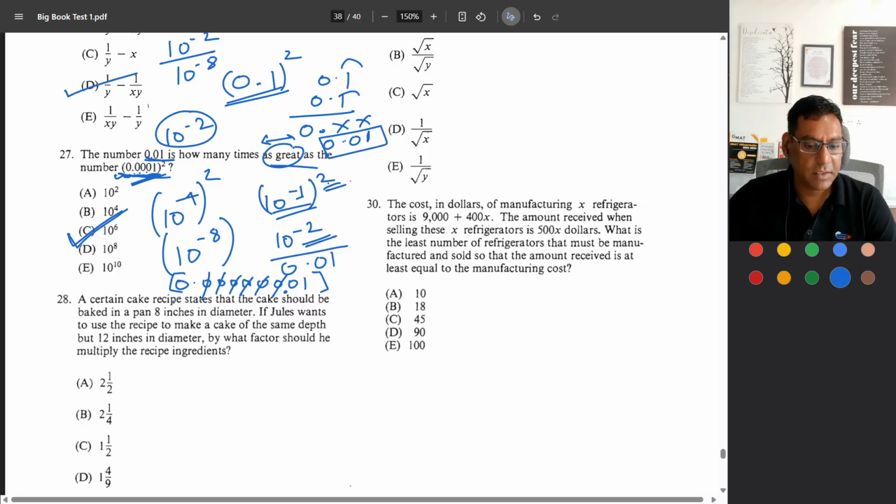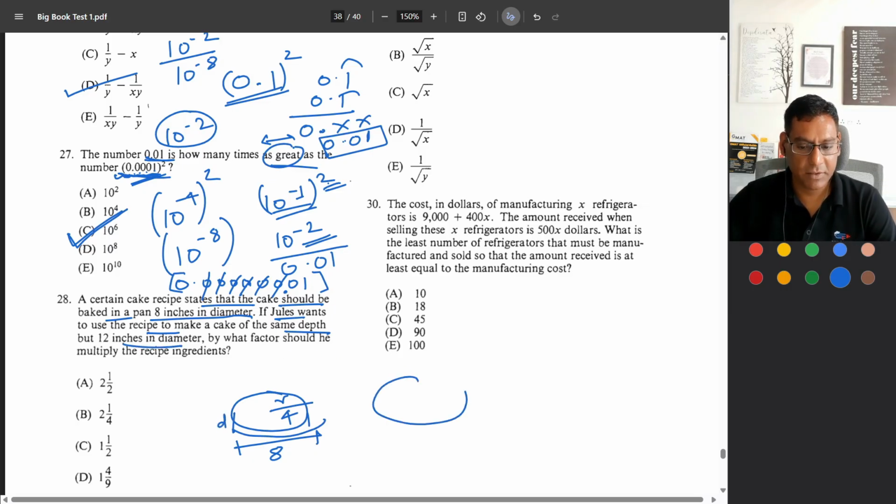28. A certain cake recipe states that the cake should be baked in a pan of 8 inches in diameter. Like I told you in the beginning, be careful about radius and diameter. Okay, r is equal to 4. If Jules wants to use the recipe to make a cake of the same depth, there's a depth also, right? Same depth d, but 12 inches in diameter. So that means r is now 6, and the depth is the same. By what factor should we multiply the recipe ingredients?